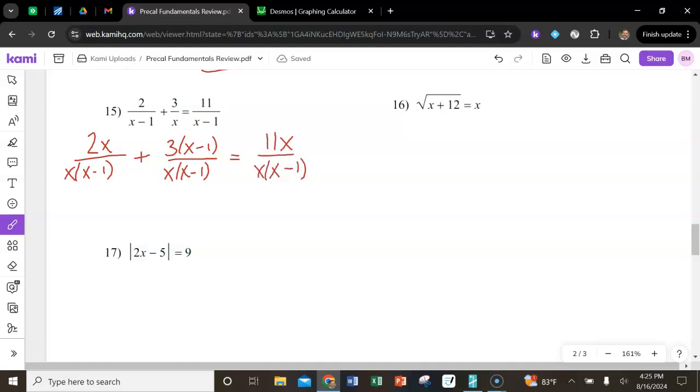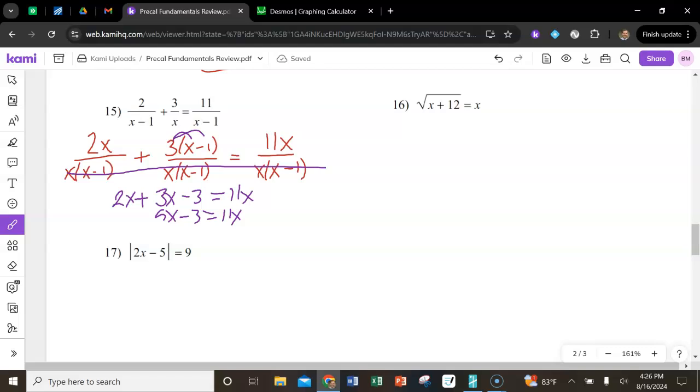Okay. Now all my denominators are the same. Once all your denominators are the same, you can essentially just completely ignore those. And we'll work with just the top here. So we've got 2x plus, I'm going to go ahead and distribute this 3. 3x minus 3 equals 11x. That means I'm going to get 5x minus 3 equals 11x.